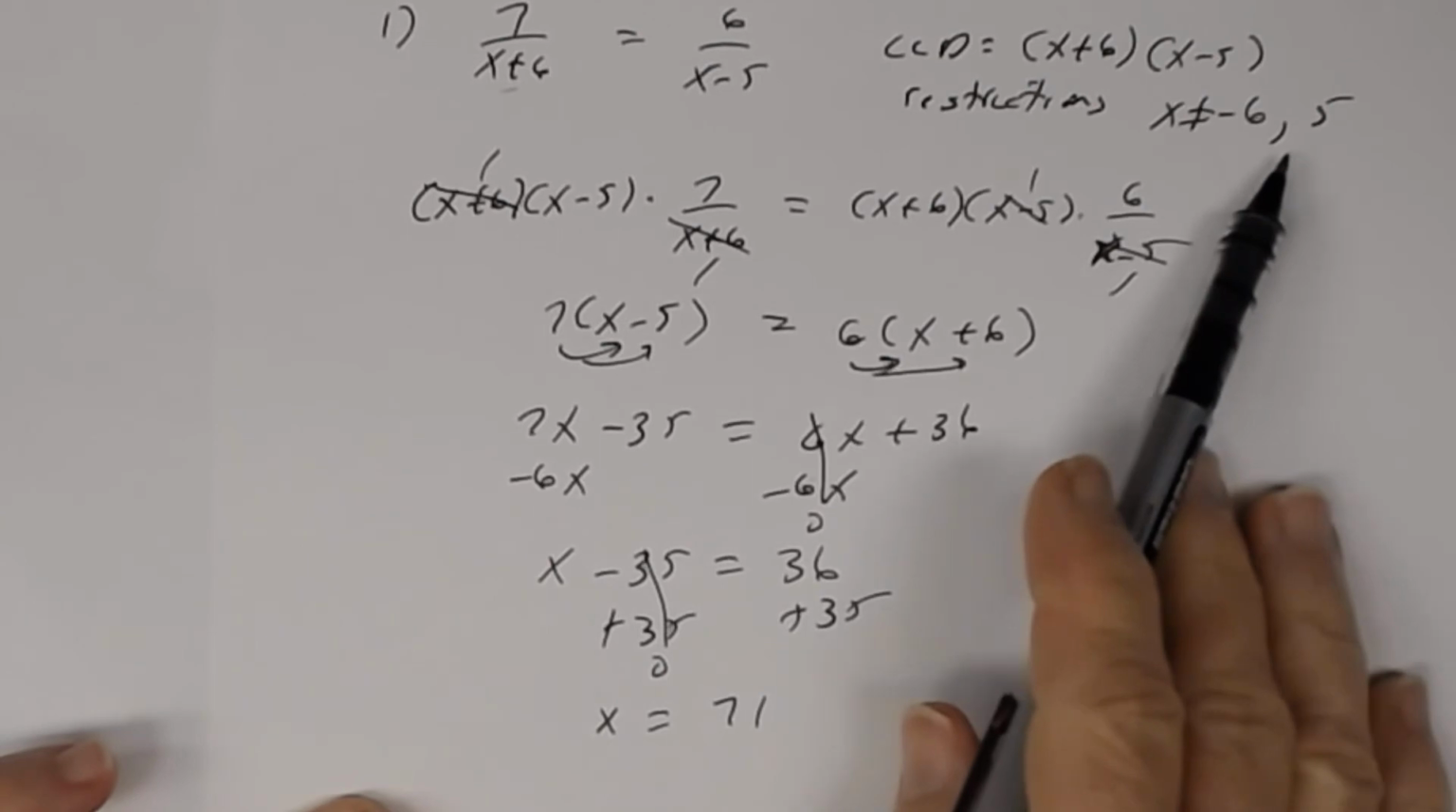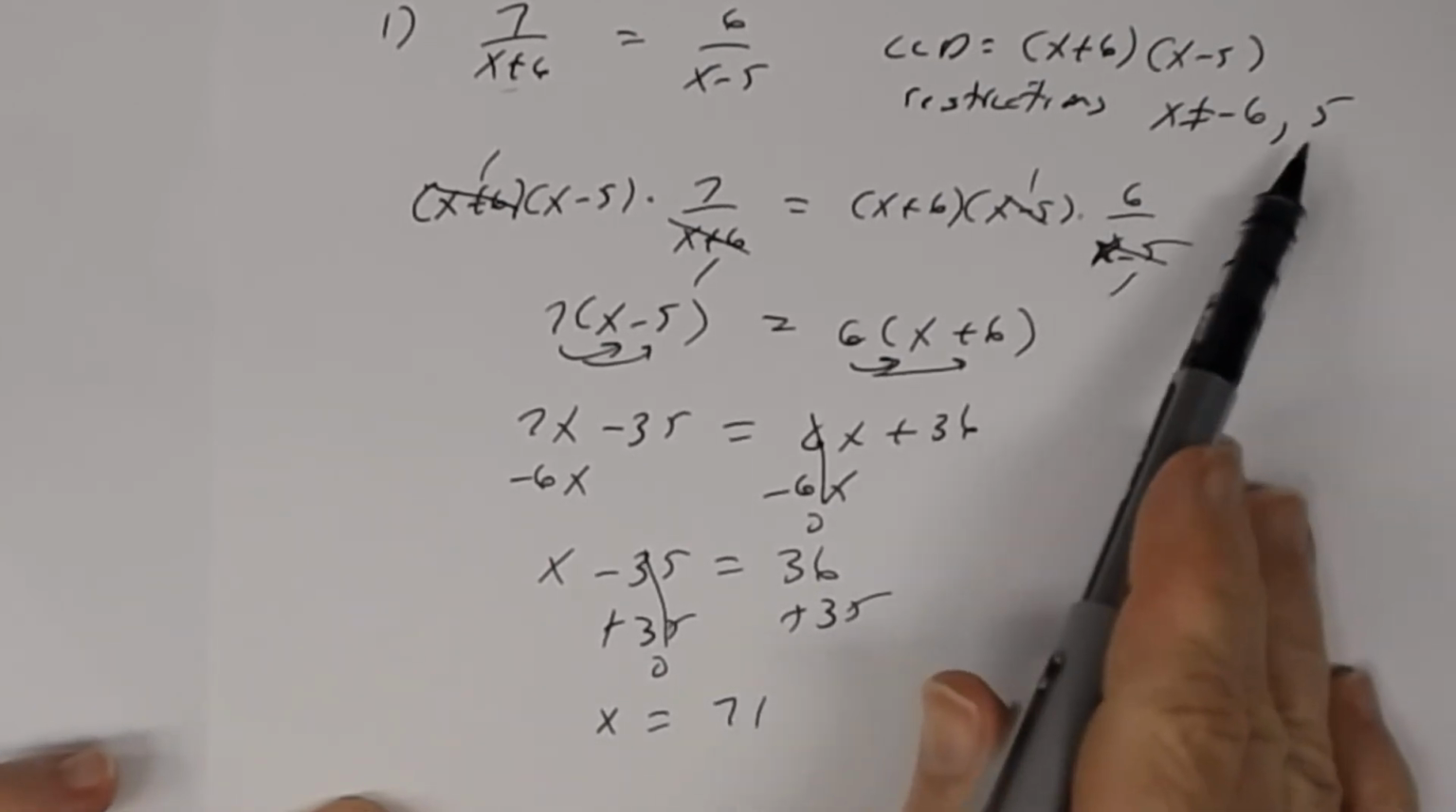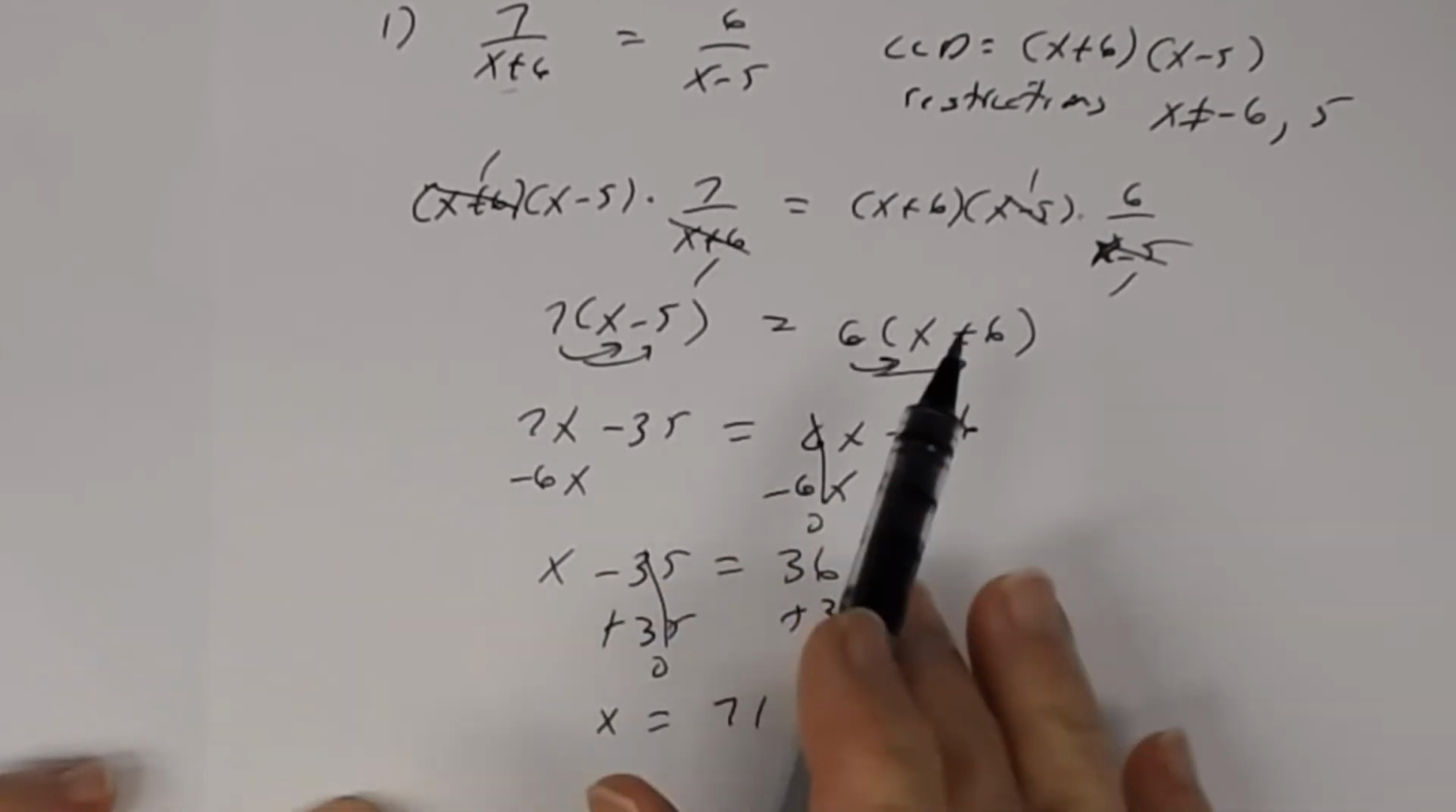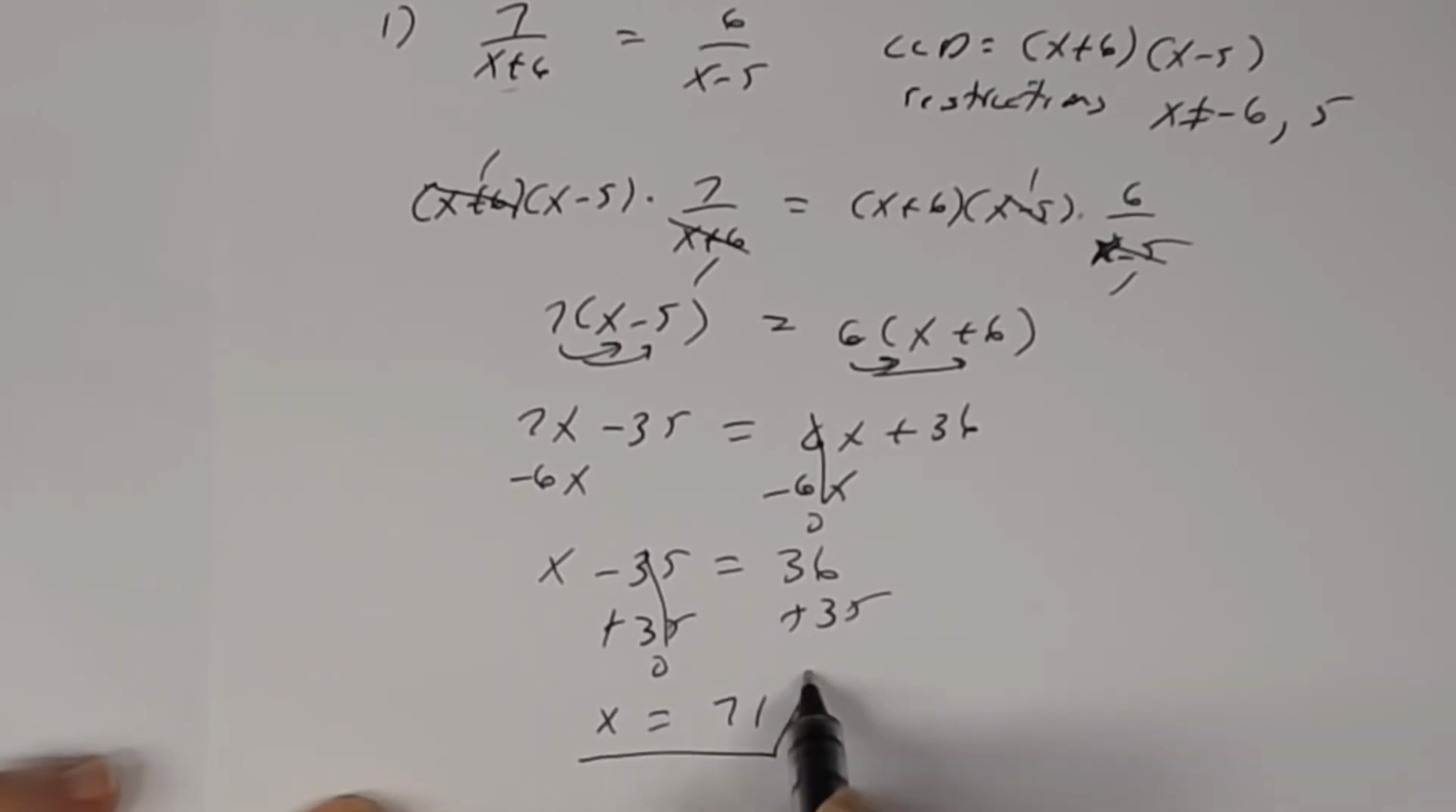And notice that's not a restriction. 71 is not one of those restrictions. So as long as I did this work correctly, then this should be a solution.